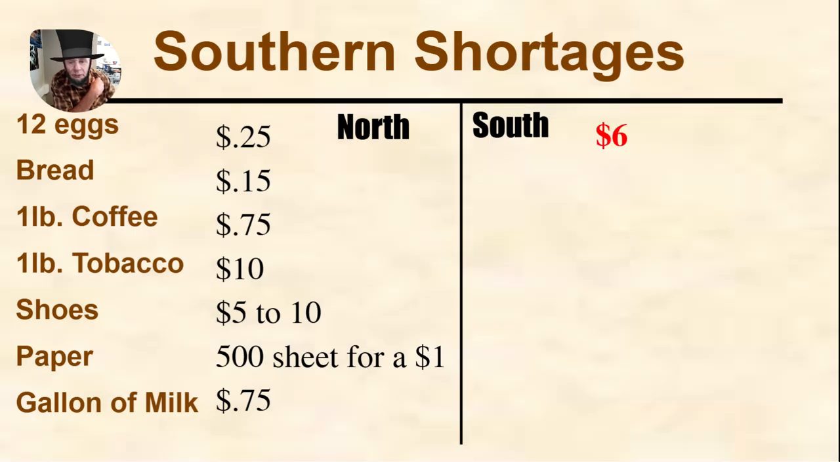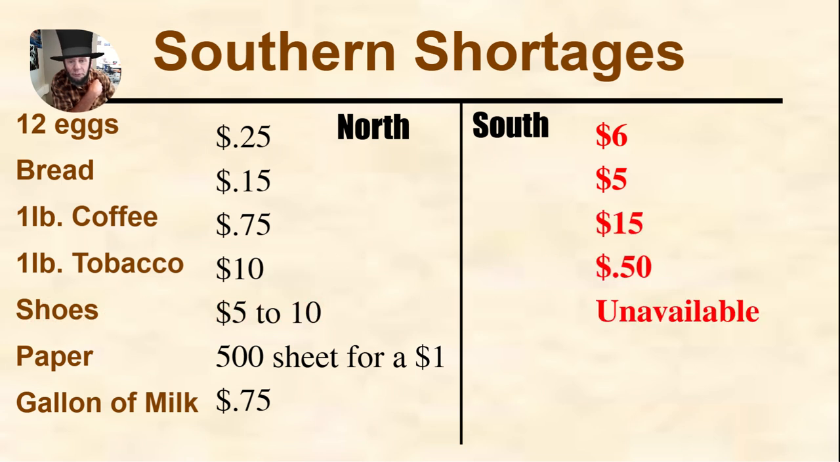Take a look at these things. Look at the prices in the North compared to prices in the South. Look at that. You couldn't even buy shoes, and one piece of paper was $1 a piece, and a gallon of milk was $10. And again, this is adjusted for inflation. So Southern shortages were incredible, and the Southern soldiers didn't have anything. Notice they couldn't even get shoes.